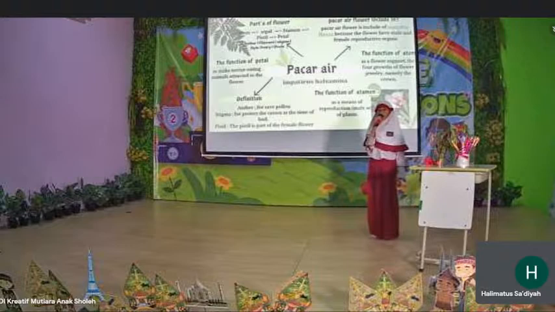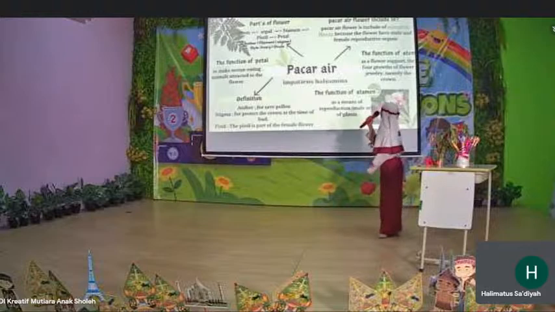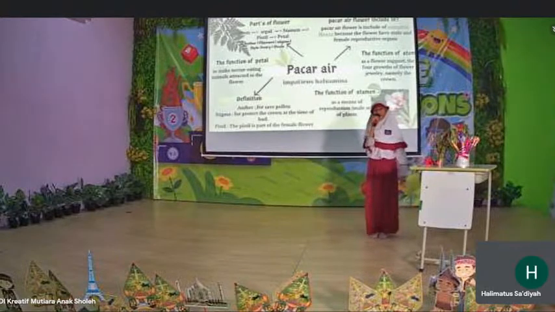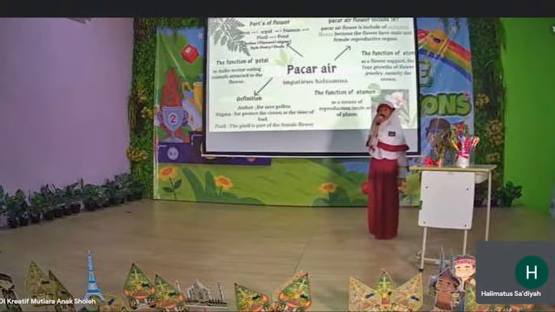The fourth is the flower jewelry, namely the crown. And next, I will explain about the function of the stamen. The function of the stamen is as the reproductive male sex part of the plant. And the last, I will explain about the function of the petal. The function of the petal is to attract nectar-eating animals to the flower.